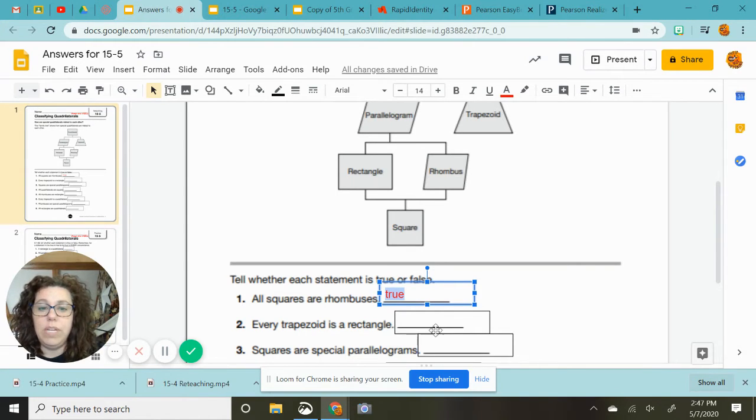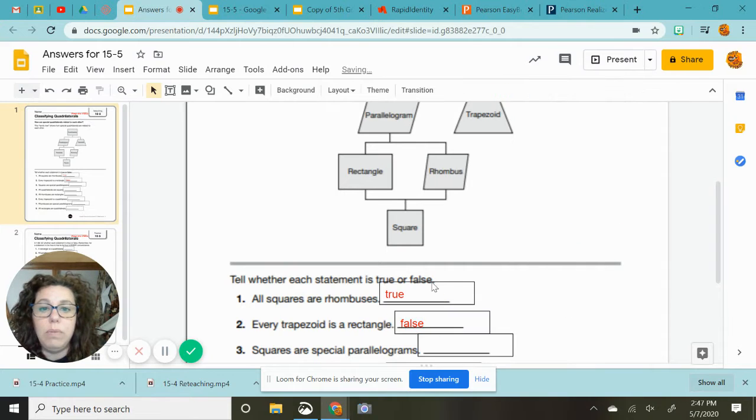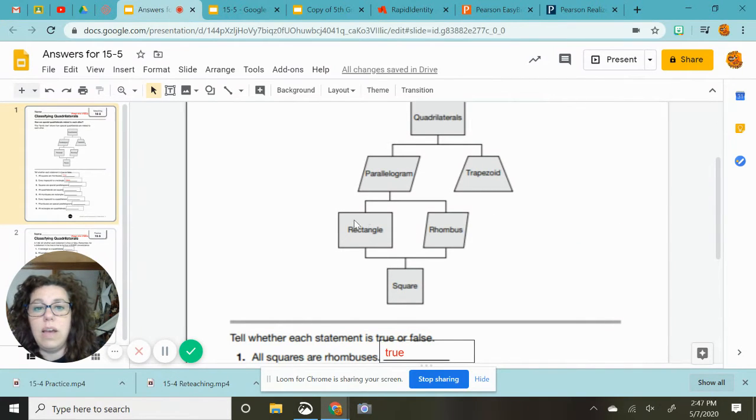Every trapezoid is a rectangle. That is going to be false. The only thing that makes a trapezoid a quadrilateral is the fact that it has 4 sides. A rectangle has parallel sides, 2 sets, so that cannot be.